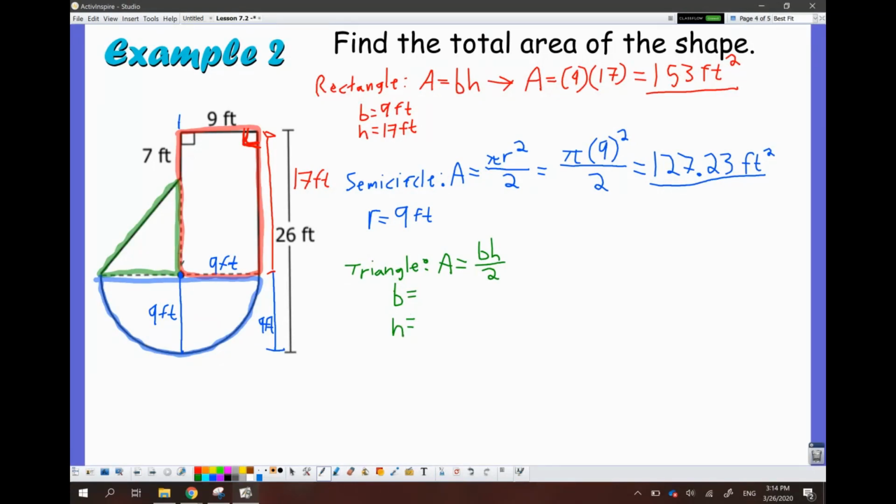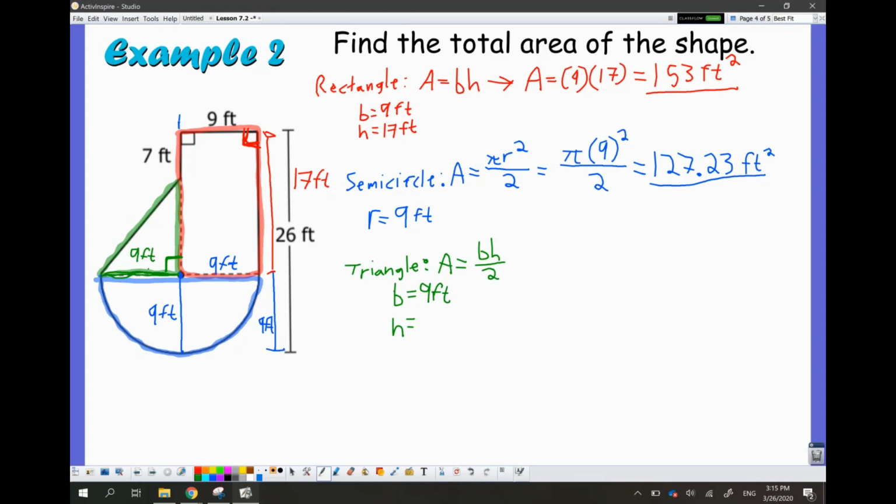Now I can see that right here, I have a 90-degree angle. So these two sides are perpendicular, which means one of them is my base, the other one is my height. So I'm going to let the bottom side be my base since I'm used to the base being on the bottom. And this must be 9 feet as well, because this is also part of the semicircle. And it goes from the center of the semicircle to the edge. So this is also the radius of the semicircle, which is 9 feet. So now I know what my base is. I know this is 9 feet.